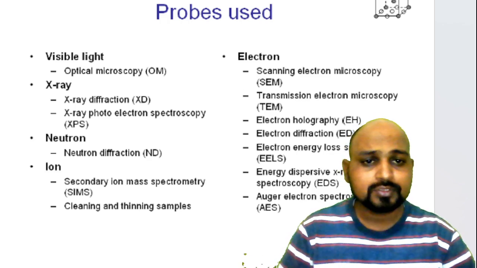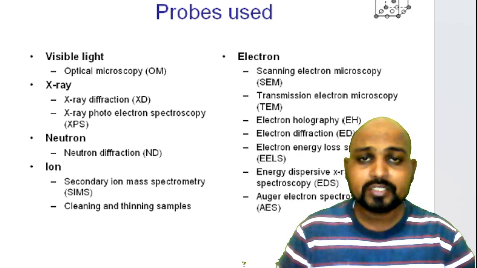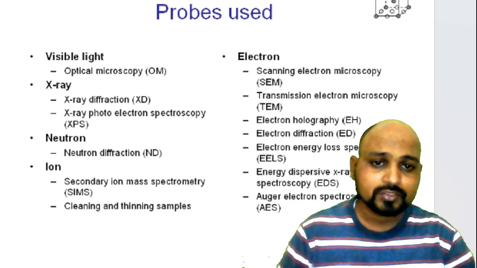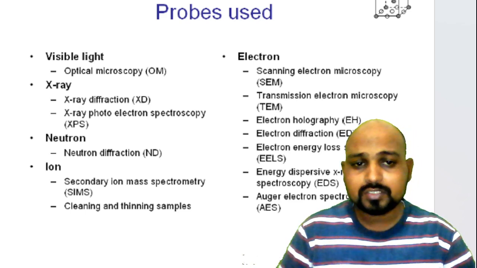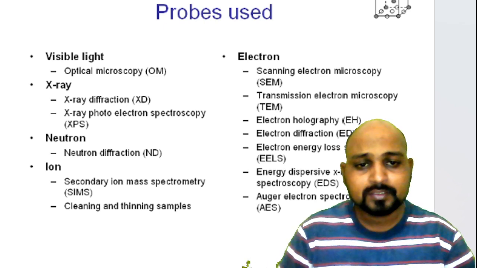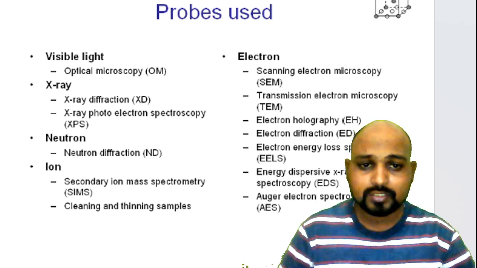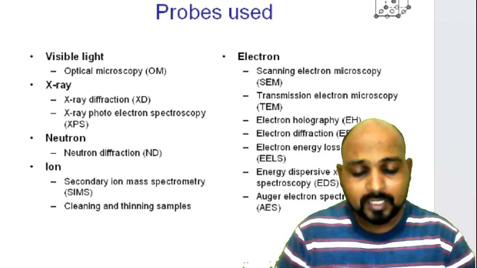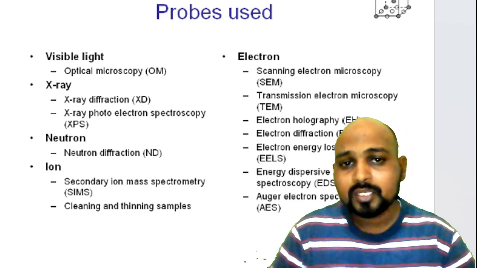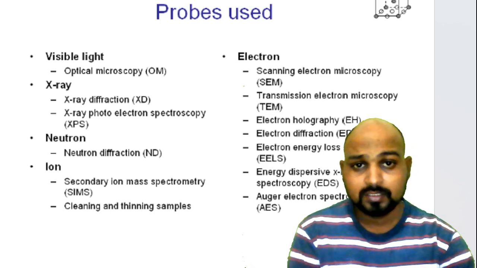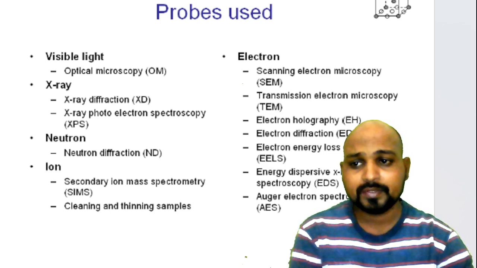Next is the transmission electron microscope, abbreviated as TEM, electron holography, EH, electron diffraction, ED, electron energy loss spectroscopy, EELS, energy dispersive X-ray spectroscopy, EDS, which is mostly used in research purposes, and nowadays Auger electron spectroscopy. In all these microscopes we are going to study the different probes of it.